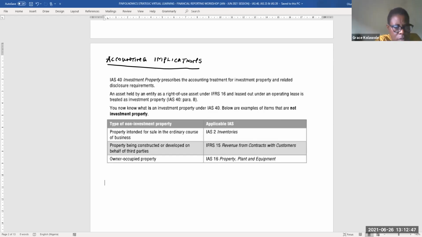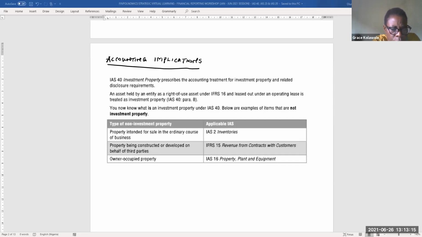Accounting implications. IAS 40 investment property prescribes the accounting treatment for investment property and related disclosure requirements. An asset held by an entity as a right of use asset under IFRS 16 and leased out under an operating lease is treated as investment property. IAS 40, paragraph 8.